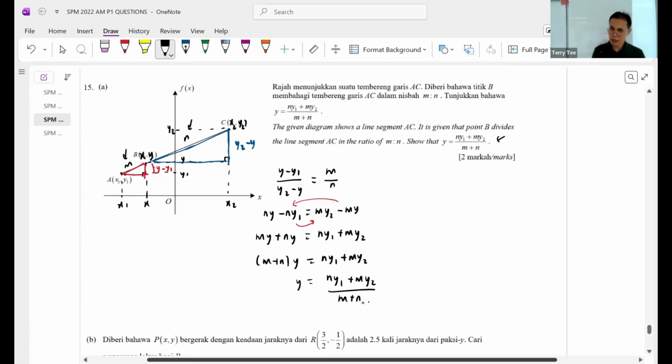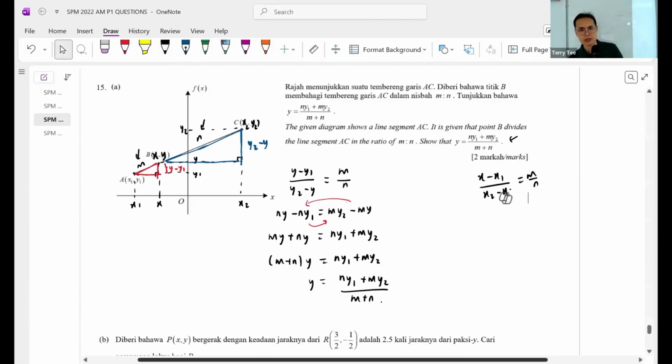So this is a question, right? Guys, it came out in SPM many times, so previously also. So you just have to do it once, do it twice, you remember. Yeah, you need practice. If they ask you x, it is the same thing. If they ask you x, then we use what? x minus x1 over x2 minus x equals to m over n. As you cross multiply and simplify, you're going to get the same answer. Just that you change your y to x. That's about it.